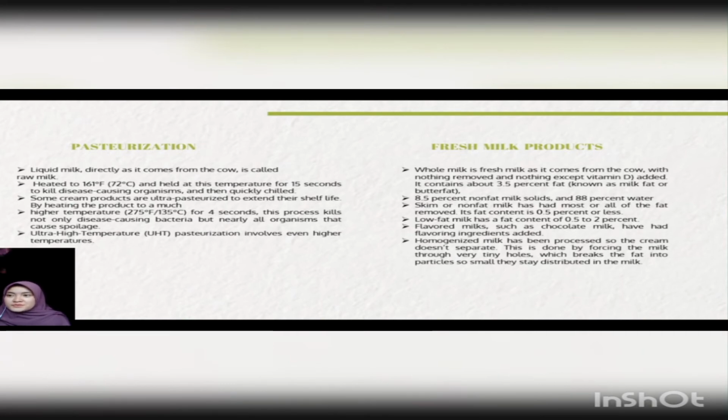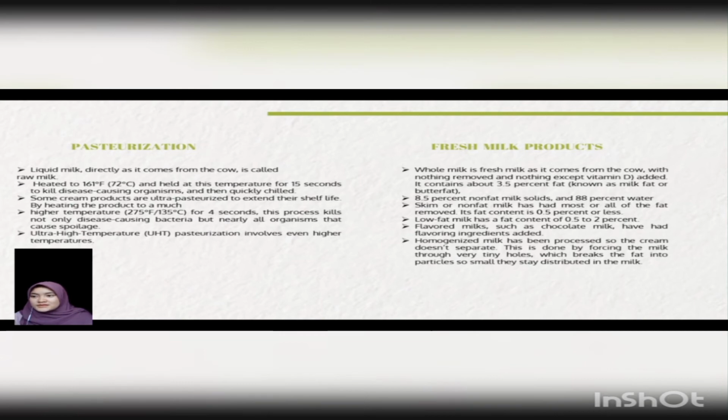Second, fresh milk products. Whole milk is fresh milk as it comes from the cow with nothing removed and nothing added except vitamin D. It contains about 3.5% fat, known as milk fat or butterfat, 8.5% non-fat milk solids, and 88% water. Skim or non-fat milk has had most or all of the fat removed. Its fat content is 0.5% or less. Low-fat milk has a fat content of 0.5 to 2%.